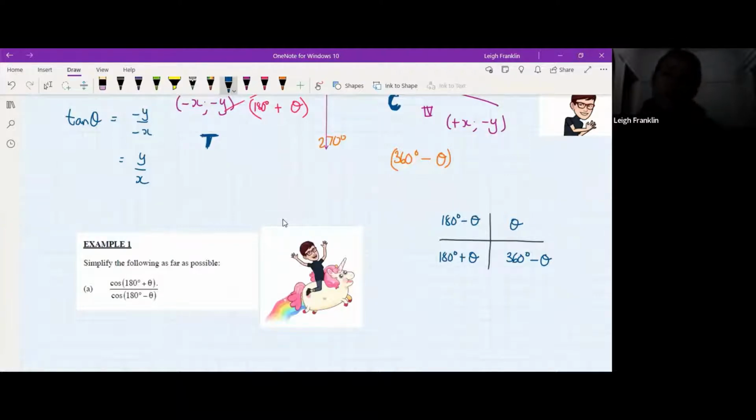So when you see 180 minus theta, they are specifically referring to quadrant 2. When you see 180 plus theta, we are referring to quadrant 3. And when we see 360 minus theta, that is our reduction formula for quadrant number 4.